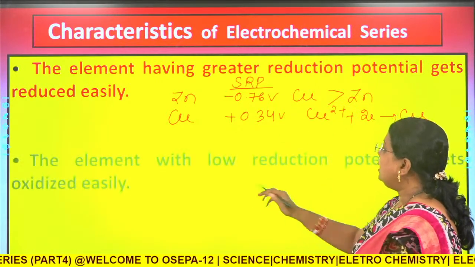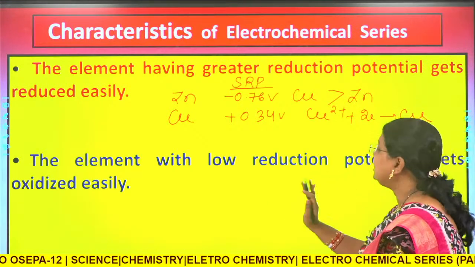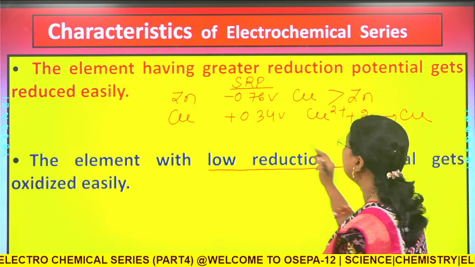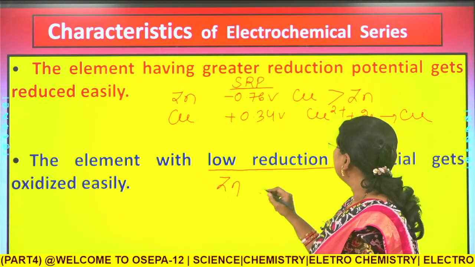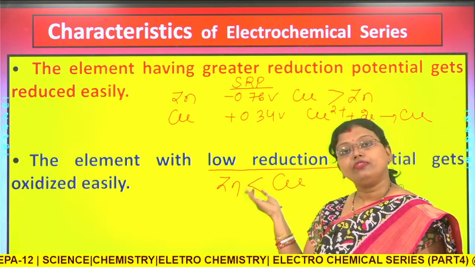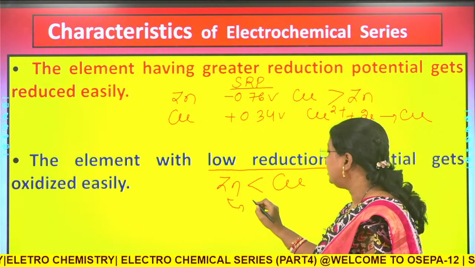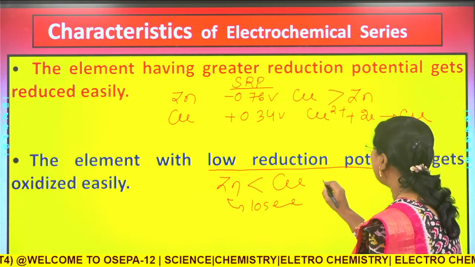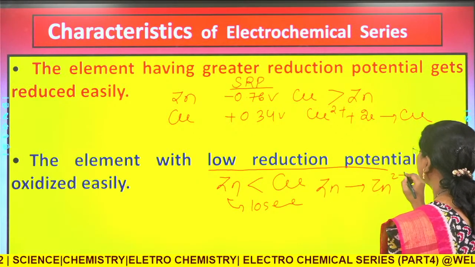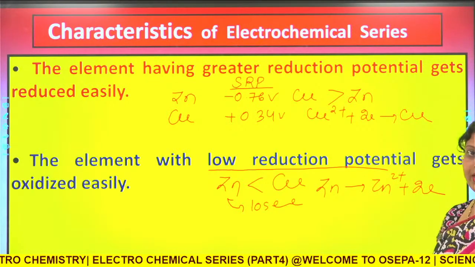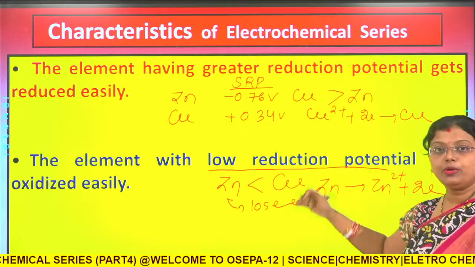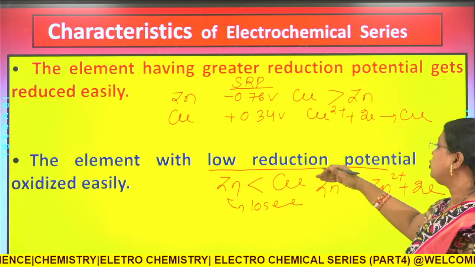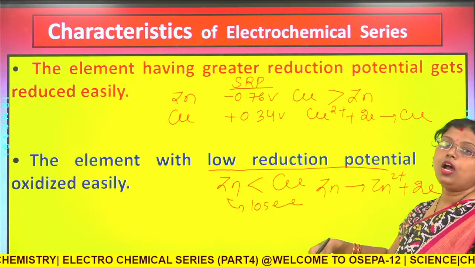Then the element with low reduction potential gets oxidized easily. Between these two, which has the low reduction potential value? Zinc has the low value of reduction potential, less than that of copper. So, zinc has a tendency to lose electrons, that means it has more tendency to undergo oxidation. It will be oxidized easily, producing Zn2 plus by loss of electrons. Now you are clear: the greater the reduction potential, the greater the tendency to gain electrons, and the lower the reduction potential value, the greater the tendency to undergo oxidation.